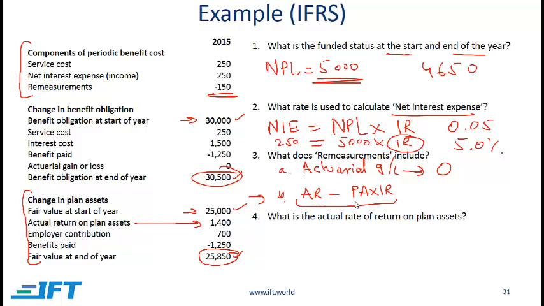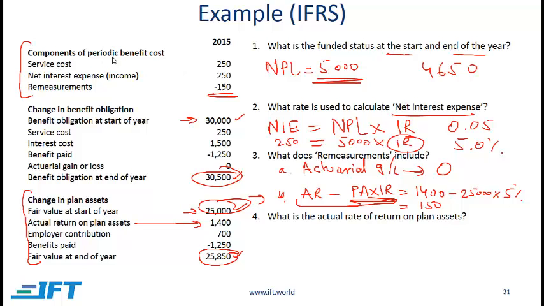So this actual return number is 1,400. The plan assets at the start of the year were equal to 25,000. So you have 1,400 minus 25,000 times the interest rate, which is 5%. So when you do this calculation, you will get 150. This is a gain of 150. The actual return was higher than this number. So this is going to reduce the overall pension cost.